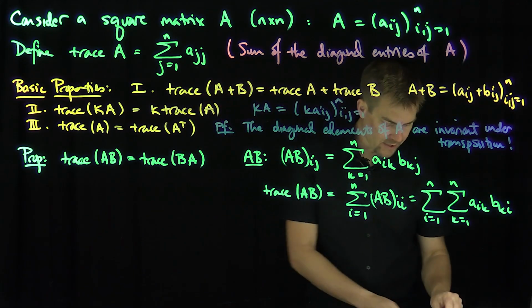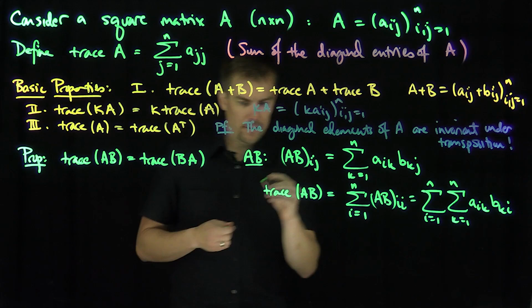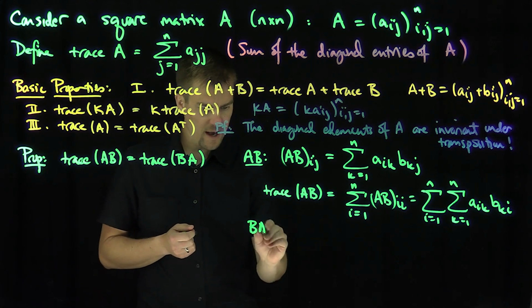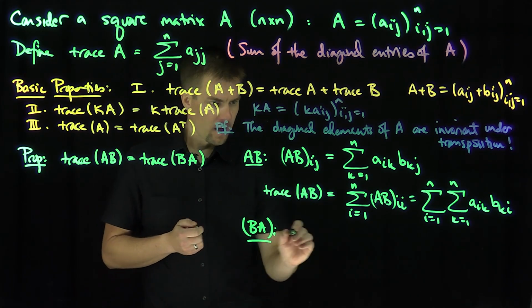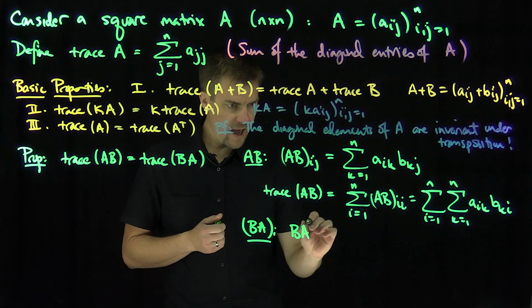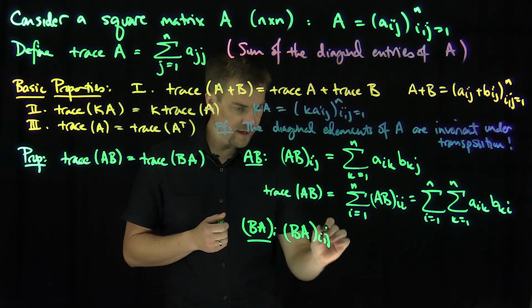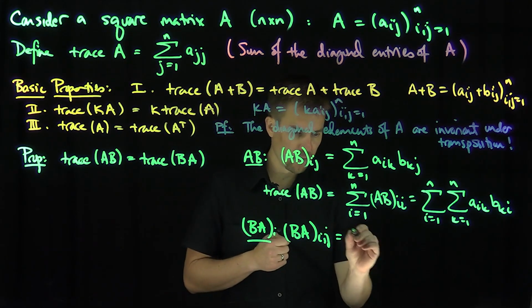Now let's look at B times A, right? So if I look at B times A, well, what will (BA)_ij be? (BA)_ij will be the sum over k.